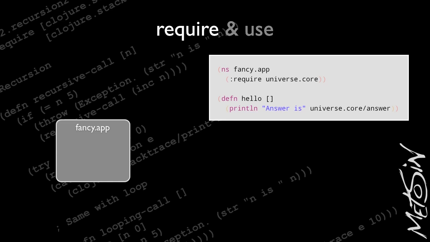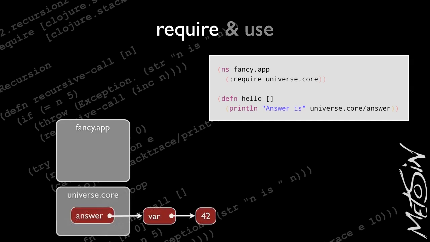So what happens is that you instruct Clojure to search from the classpath the namespace called universe.core, load it into memory and evaluate it.